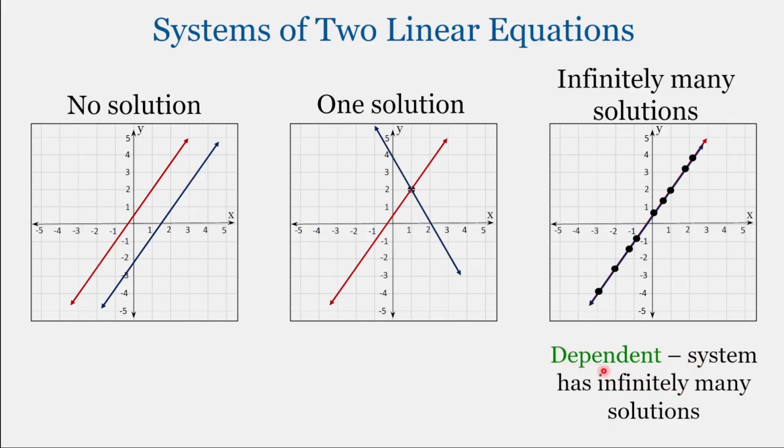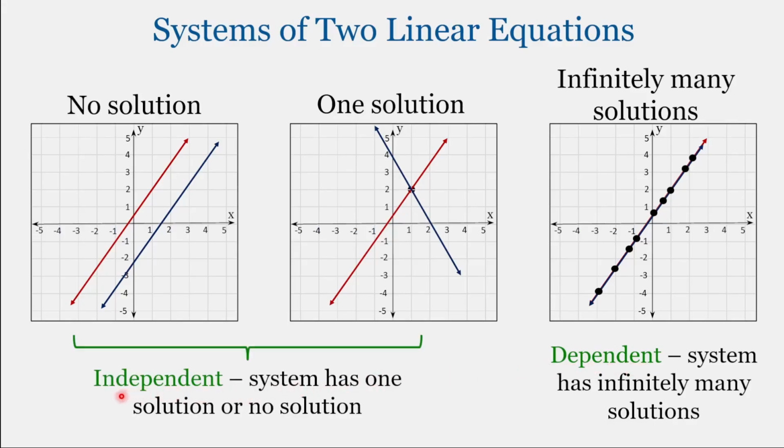And so if we have a dependent system, we also have the opposite, the independent system. And with an independent system, each equation in the system represents a distinct line. So we're either going to have one solution, where the two lines cross, or no solution. And that occurs when the two lines are parallel and cross the y-axis at a different location.